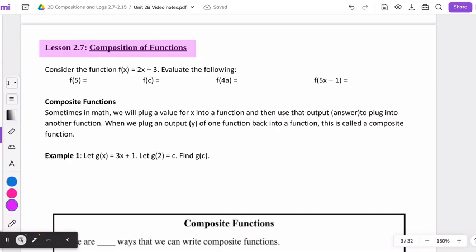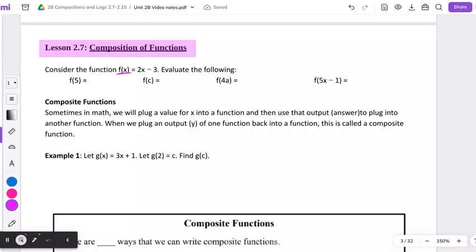All right, so in this lesson, we're going to learn about the composition of functions, and not really learn it, we're going to review it, maybe take it to the next level. So we know function notation. We use f of x. Okay, so we have a function here, 2x minus 3.